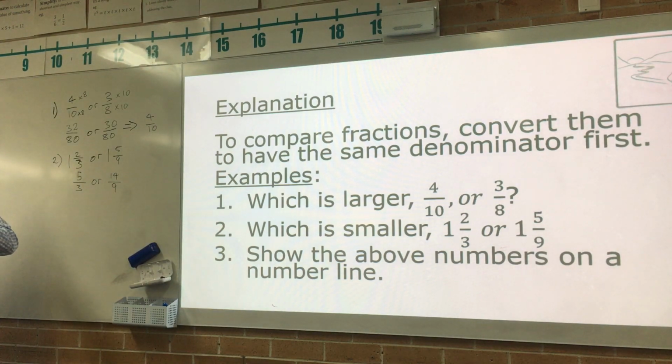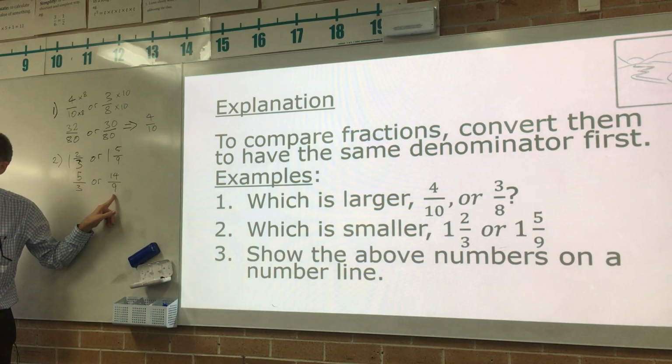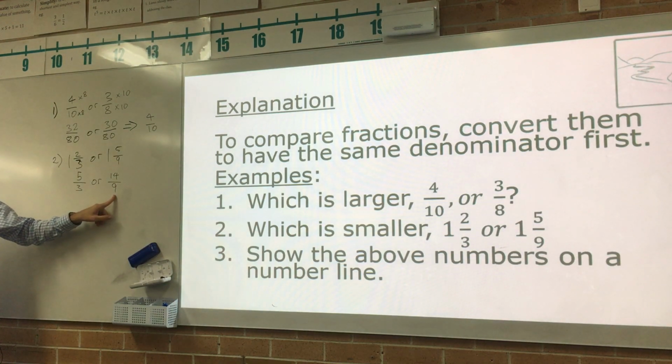Now the second method you can use with these sorts of questions, Year 7, is to actually look at the lowest common denominator. So what number do both 3 and 9 go into? I'll give you a hint. I'm pointing my finger at it at the moment. What do 3 and 9 both go into? 9. Because 3 times 3 is 9.